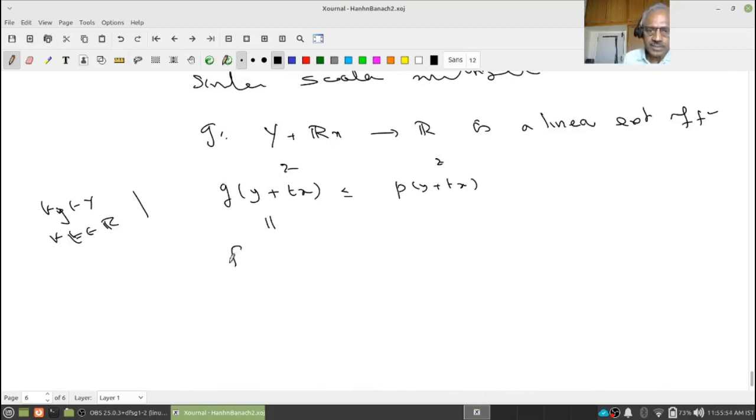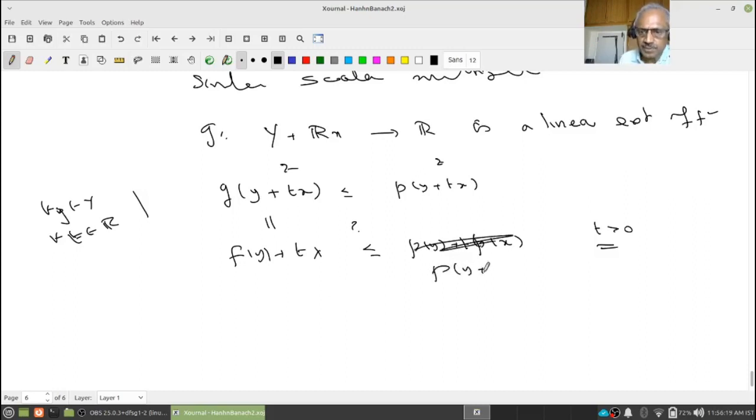So what does that mean? This I know what it is. This means f of y plus t times lambda, whether this is less than or equal to p of y plus tx. I can write this as p of y plus t times p of x, but I can't write this unless t is positive. You understand? Or simply write it p of y plus tx. I want to know.